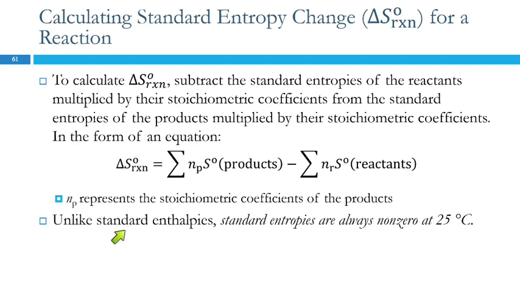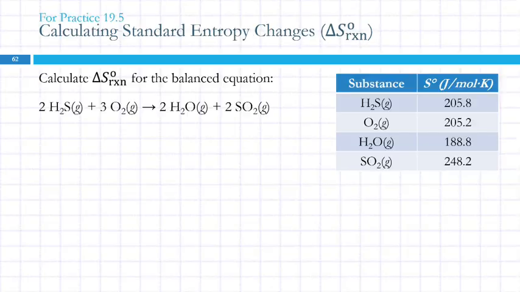Important difference here, when we're doing enthalpies, some of the enthalpies are zero, right? If it's an element in its standard state, the standard enthalpy is zero because that's what we defined as zero. But standard entropies are always non-zero at 25 degrees Celsius because they're only zero at 0 Kelvin and not even always then. Okay, so how do we do that?